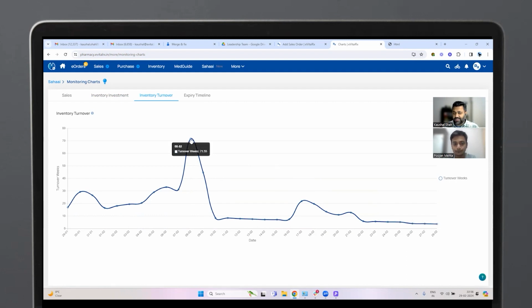Similarly here, look at this. I mean, of course, this is dummy data. It used to take 71 weeks just to roll over my inventory. Of course, the lower is better.